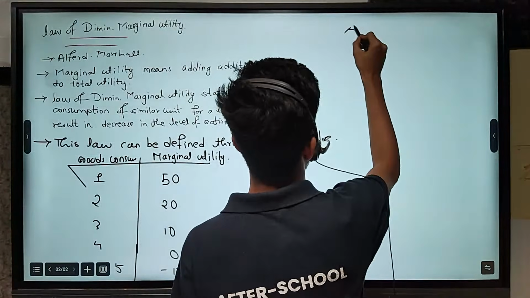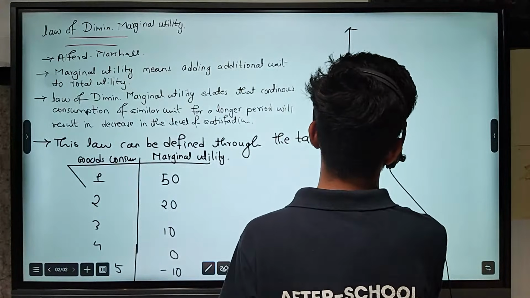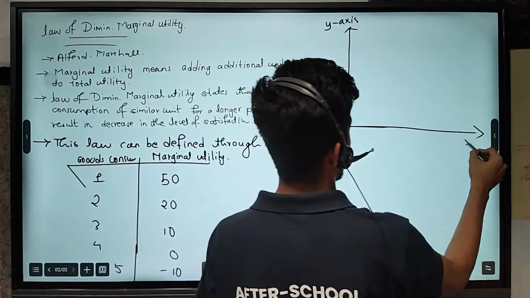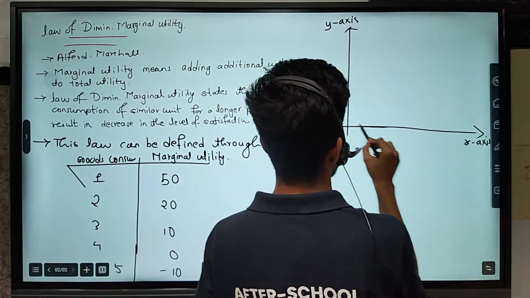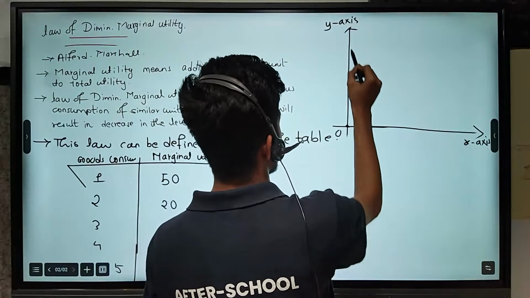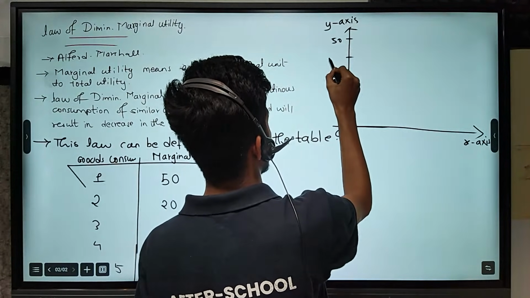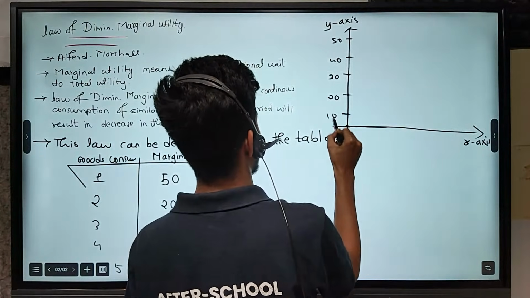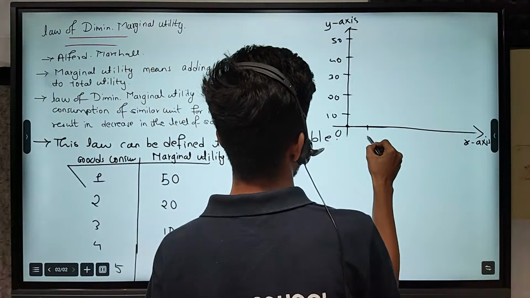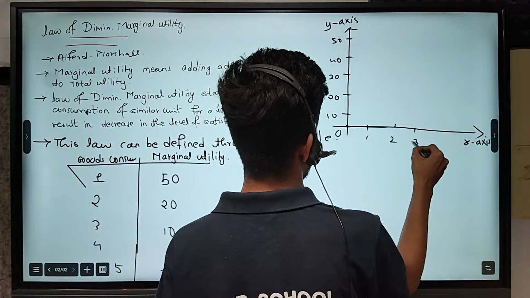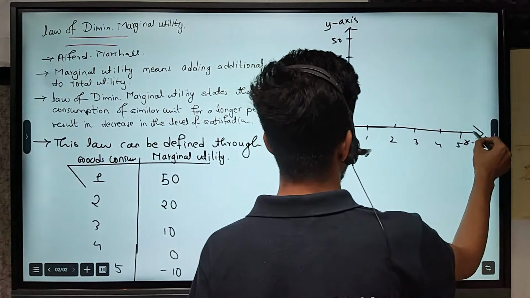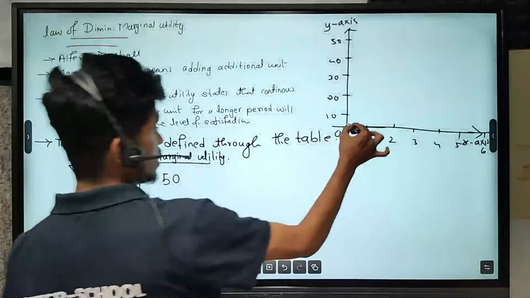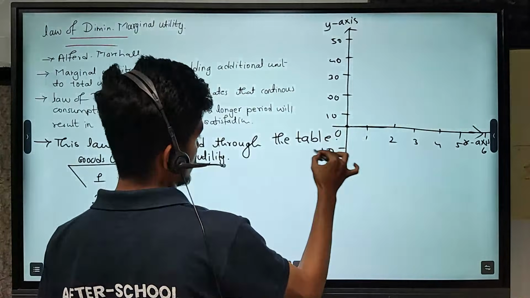Now how can you draw this graph? You have to make a graph like this. You can state the y-axis, x-axis, 0. Then you mark 50, 40, 30, 20, 10. Here it would be 1, 2, 3, 4, 5, 6. The fifth good only. Then here you have to write the negative also, -10.